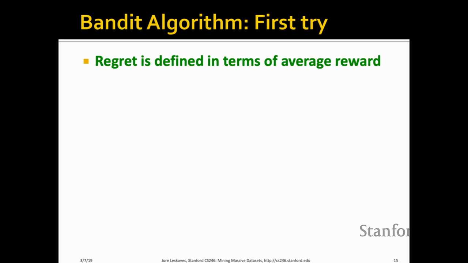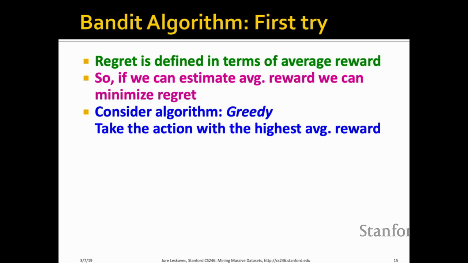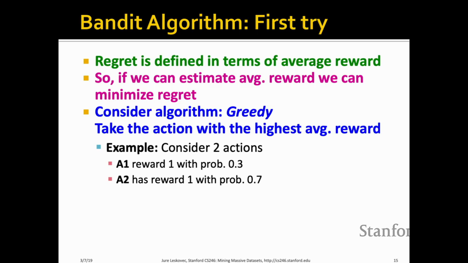So let's go with the first technique. We said that the regret is defined in terms of the average reward. So if we can estimate the average reward, then we can also minimize the regret, right? These two quantities are connected. And the first algorithm that can come to your mind is a greedy algorithm, okay? So what you do is you always take the action with the highest average reward. So let's go through an example.